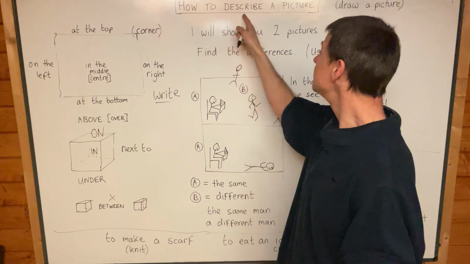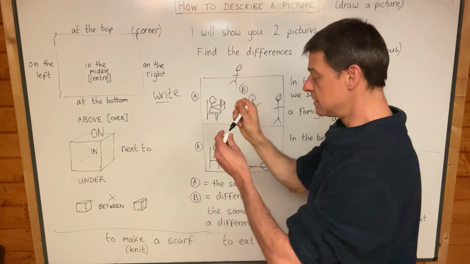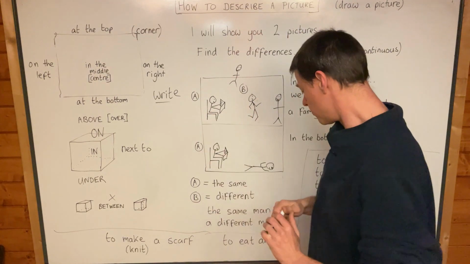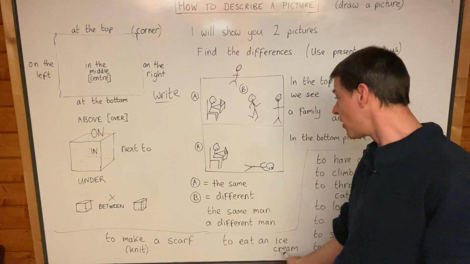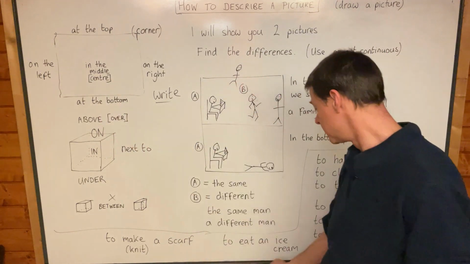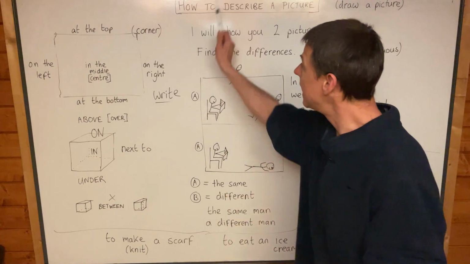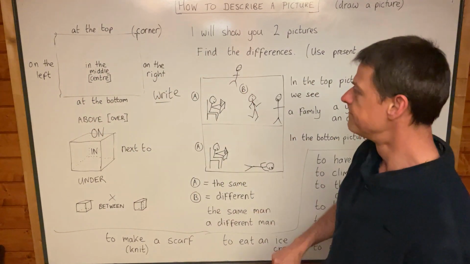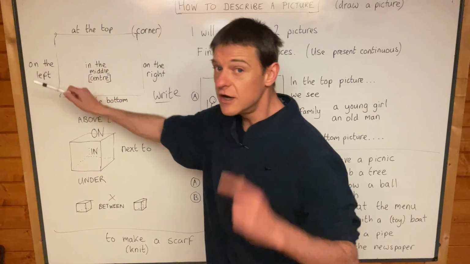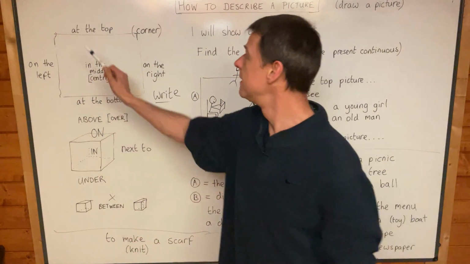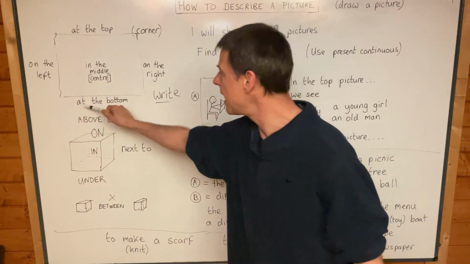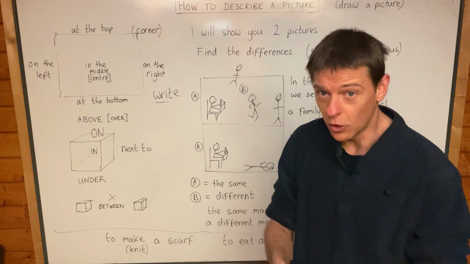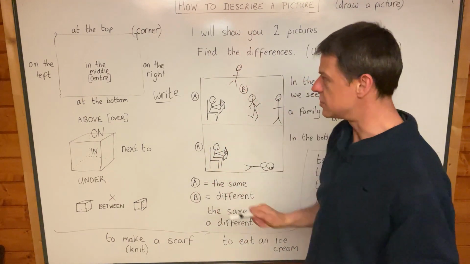My title, how to describe a picture, is at the top of the board, and to eat an ice cream is at the bottom of the board, at the bottom. At the top, at the bottom, on the left, on the right, in the middle, yeah? So you have these words to remember. Remember, at the top, on the left, on the right, at the bottom, in the middle. They're very useful if you want to describe a picture.